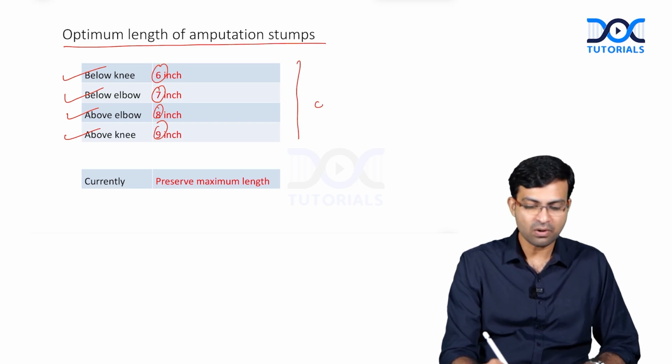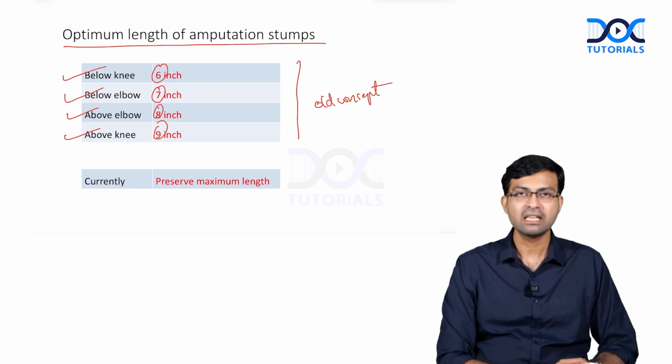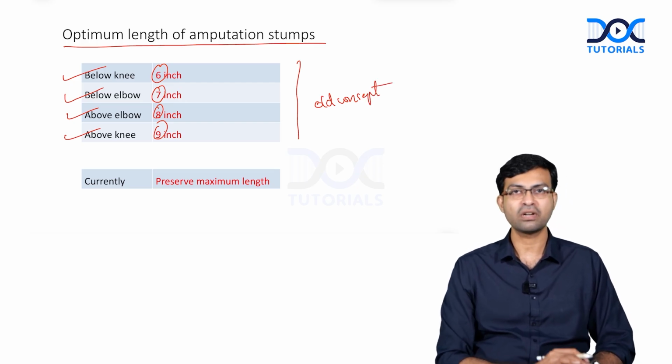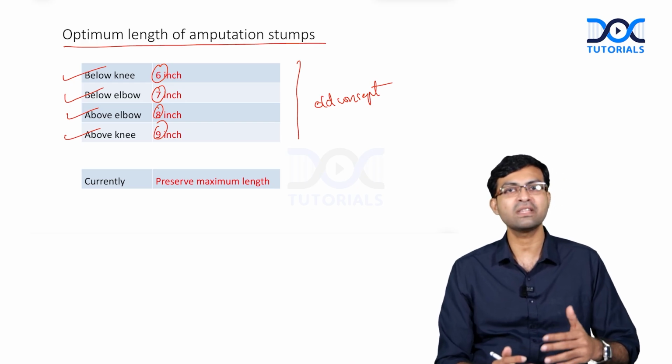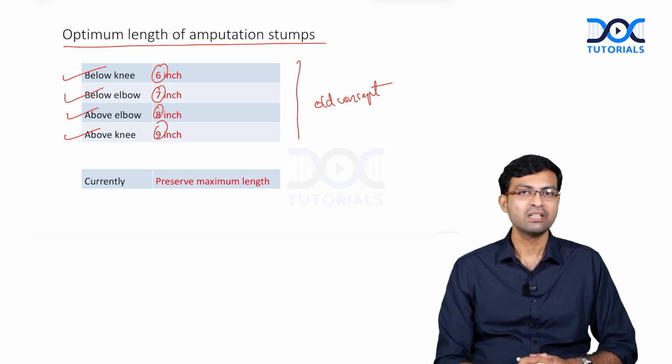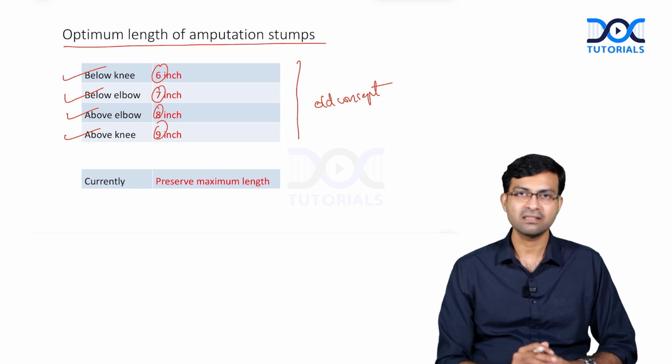But this is an old concept. Nowadays, the concept is different. Nowadays, we believe that whatever the length of the stump, we can actually make a prosthesis without any problems because of the advancements in technology. So nowadays, the concept is to keep the maximum length of stump that is available to you. That is the ideal thing.